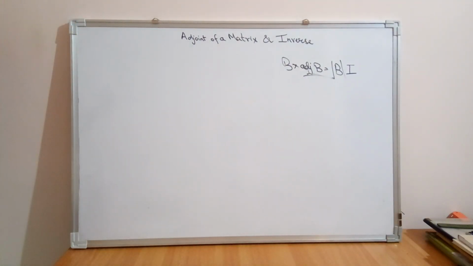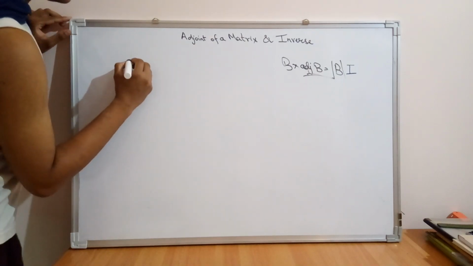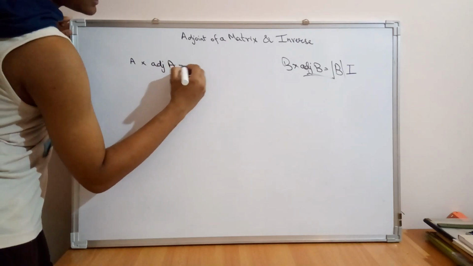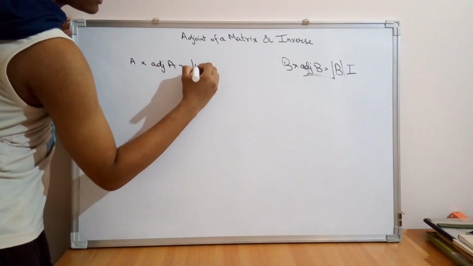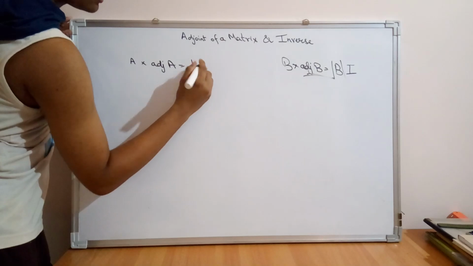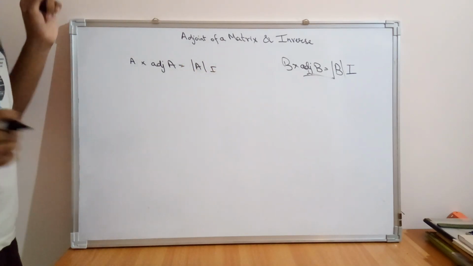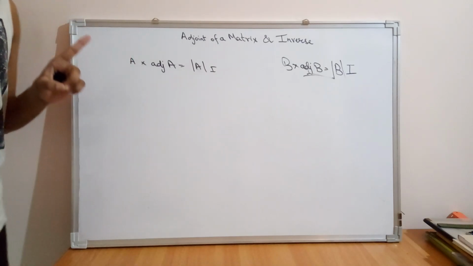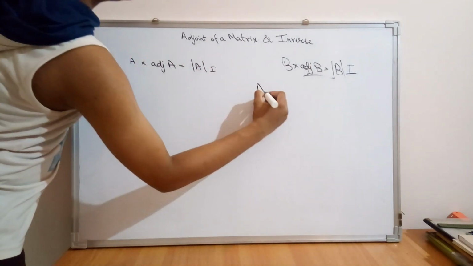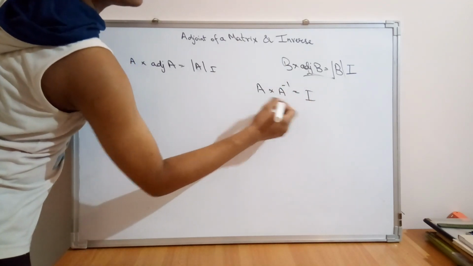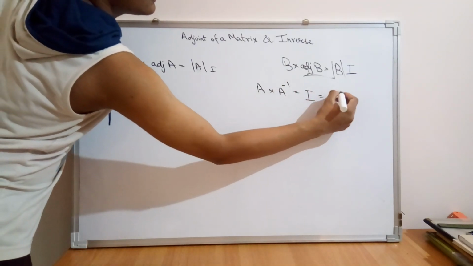So what we are going to do, maybe we will take a matrix A into adjoint of A is equal to A into I. Okay. So what is the definition of an inverse? A into A inverse is equal to I, or vice versa, I can write A inverse into A.